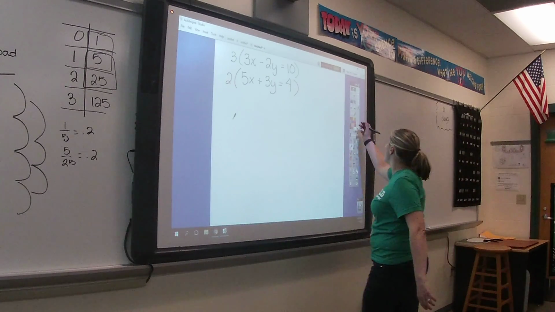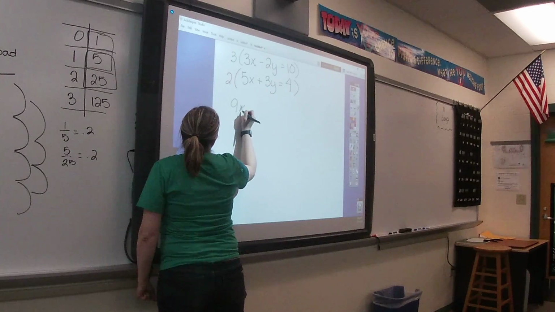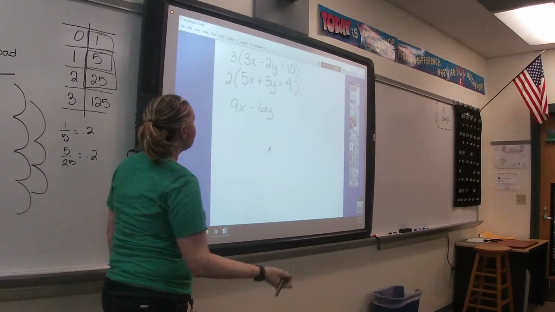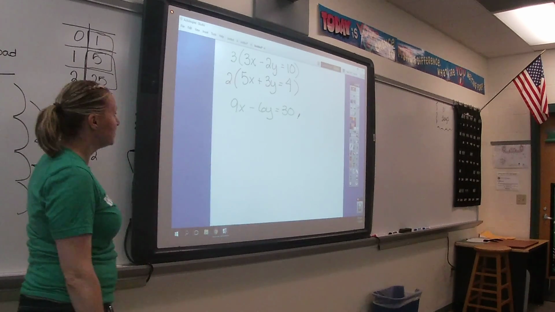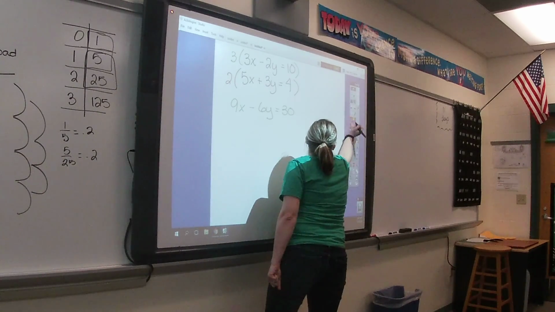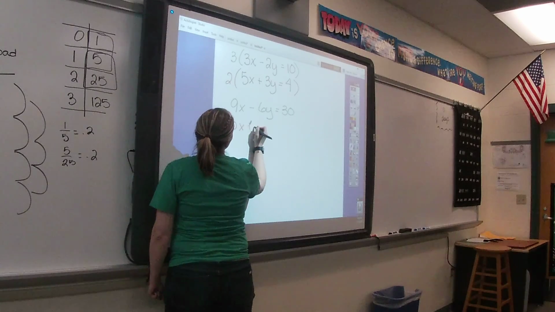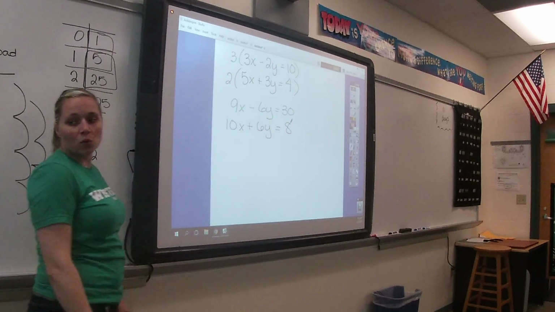Okay, so I multiply through on the top. I'll get a 9x minus 6y equals 30. And on the bottom, I will get a 10x plus 6y equals 8.